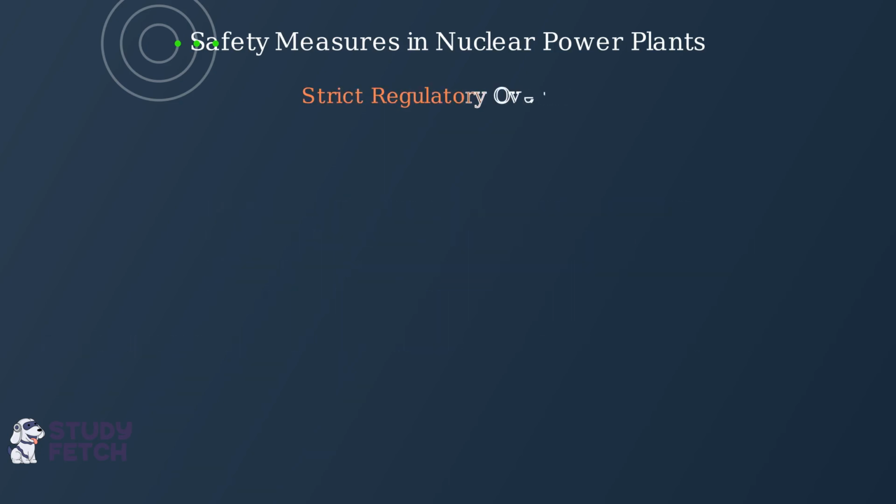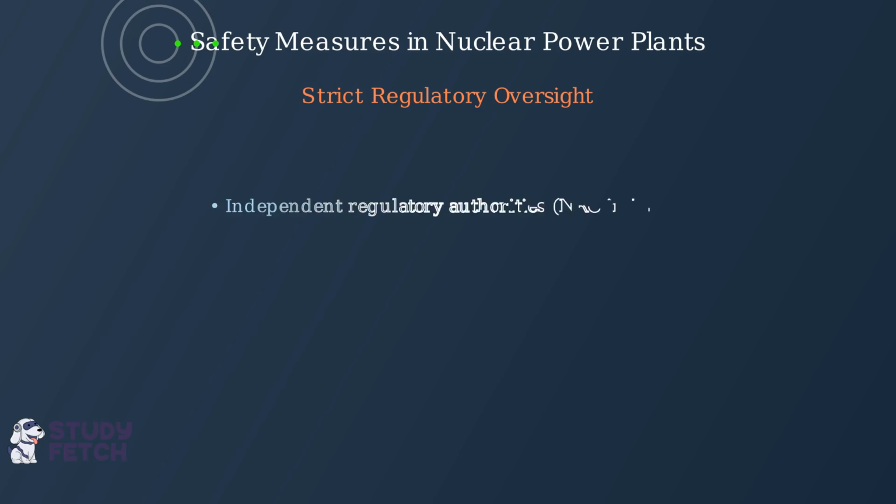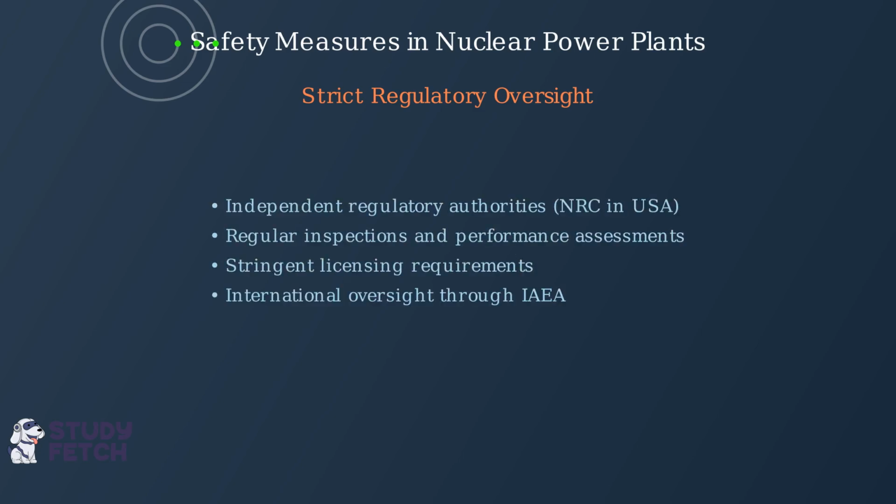Nuclear power plants are subject to strict regulatory oversight from independent national authorities. Agencies like the Nuclear Regulatory Commission in the United States conduct regular inspections, enforce stringent licensing requirements, and require continuous safety improvements. The International Atomic Energy Agency provides additional international oversight.